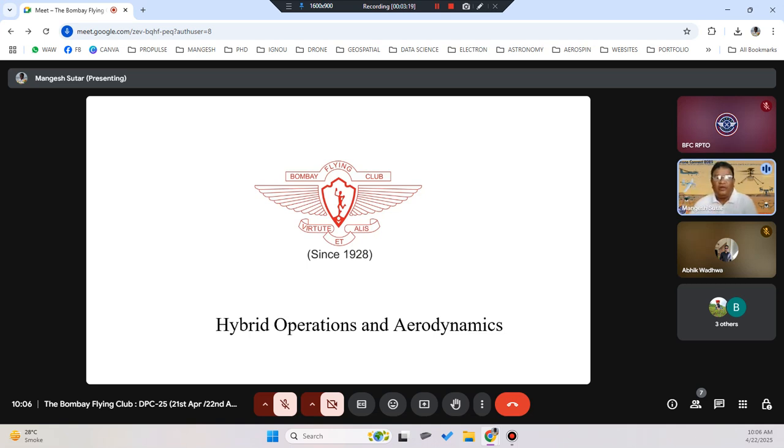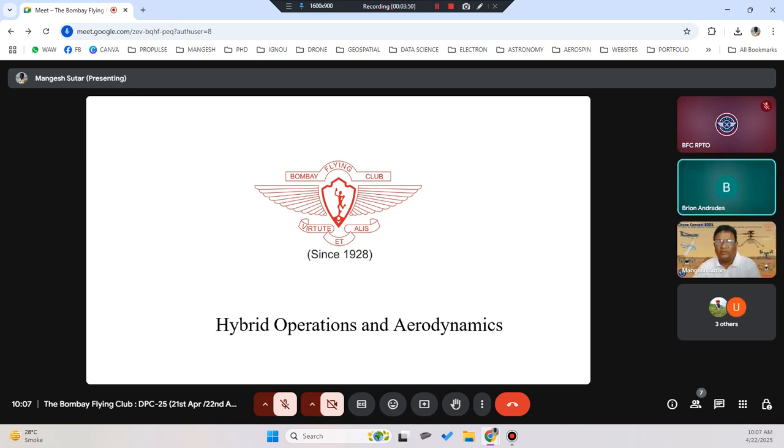Okay, so hybrid operations and aerodynamics. When we talk about hybrid, it's a combination of the aeroplane and the rotorcraft model. Aeroplane means basically it will have aerodynamically designed wings, a fuselage, and then it will have the primary control structures. Can somebody tell me what the primary control structures of an aeroplane are? Any idea? We discussed these primary controls.